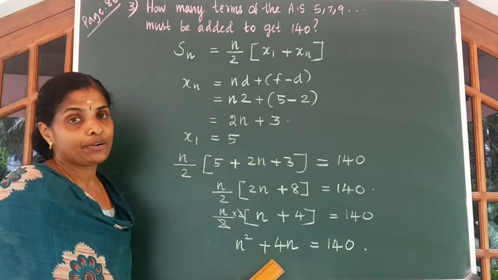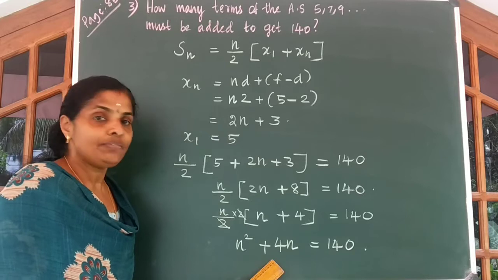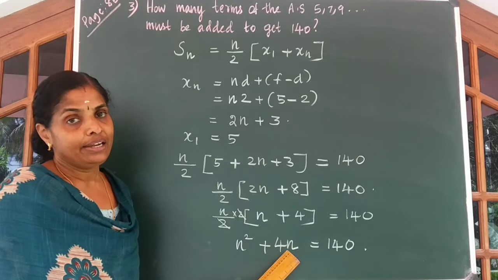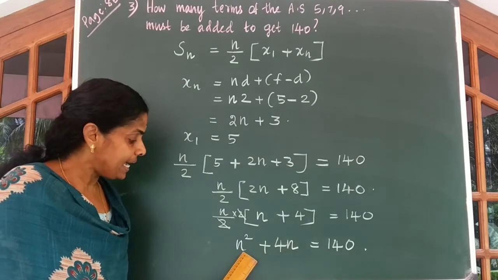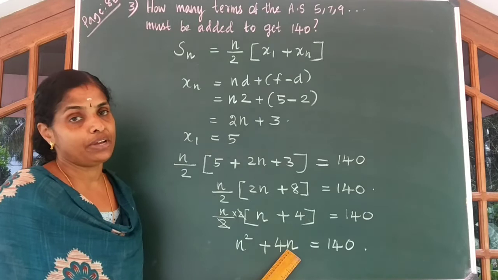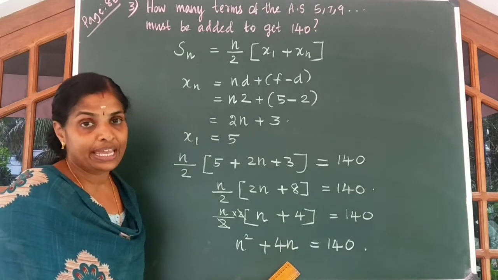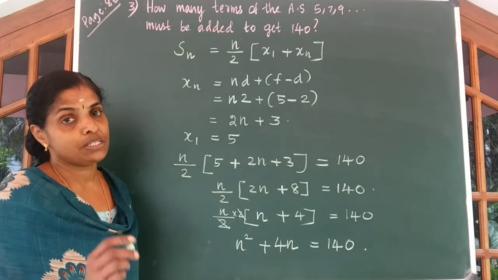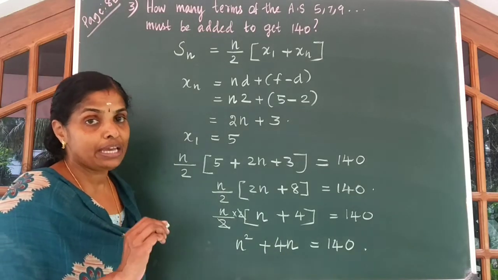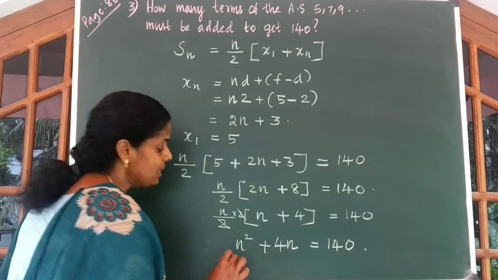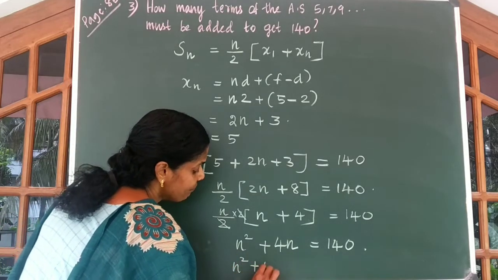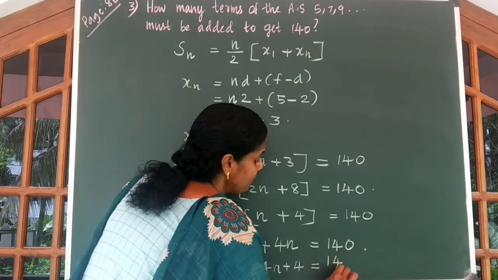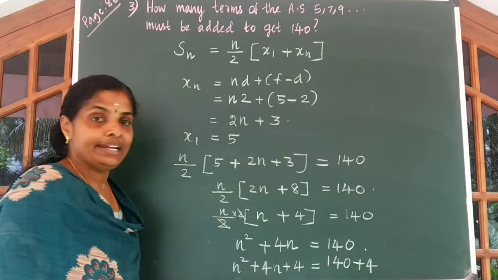Now here we are going to use our method of completing the square. We are given n square plus 4n. Now what is to be added to make n square plus 4n a perfect square? We have to add the square of half of 4. That is 4 by 2 gives you 2. So 2 square must be added on both sides. So by adding 2 square, we get n square plus 4n plus 4 is equal to 140 added to 4.